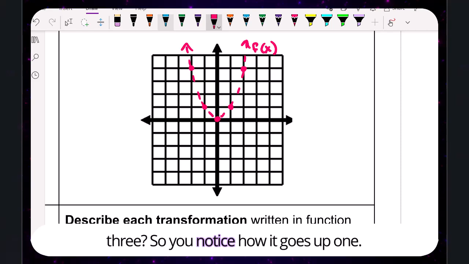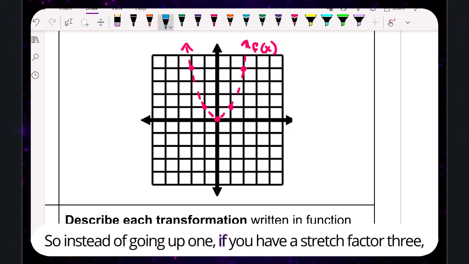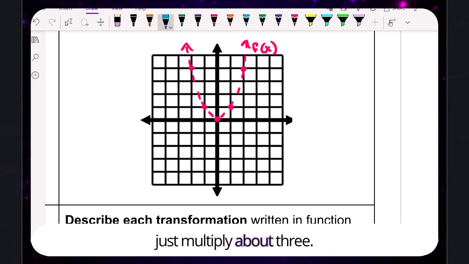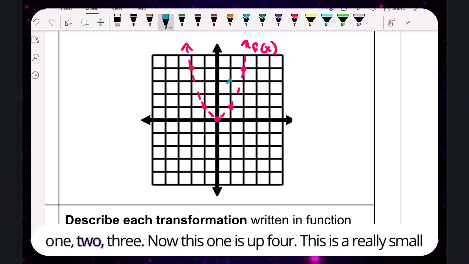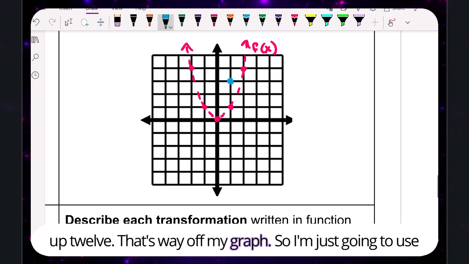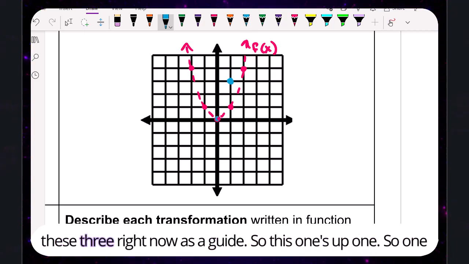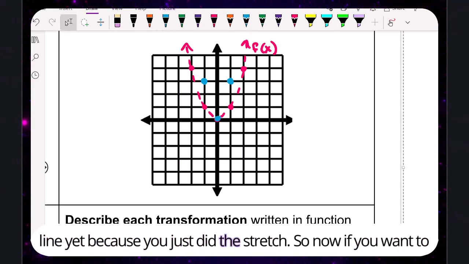Okay, so how do I deal with this stretch of 3? So you notice how it goes up 1. So instead of going up 1, if you have a stretch factor of 3, just multiply by 3. So instead of going up 1, you're now going to go up 3. 1, 2, 3. Now this one is up 4. This is a really small graph. So if I needed to graph this one, I'd have to say up 4, up 12. That's way off my graph. So I'm just going to use these 3 right now as a guide. So this one's up 1. So 1 times 3, I'm going to make that go up 3. Don't draw your line yet because you just did the stretch.